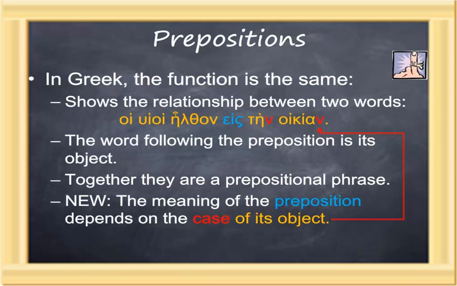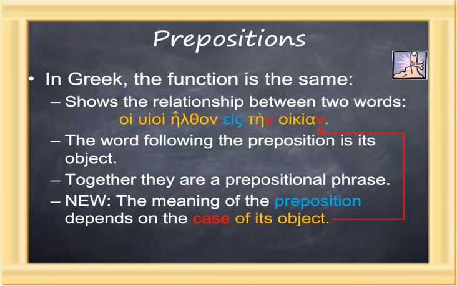Let's also recall what we just learned about prepositions, namely that they function in a way quite similar to the use of prepositions in English. In other words, the preposition shows the relationship between two words. The sons came into the house. Into, eis, shows the relationship between ten oikian, the house, and the entrance, the sons came. The word following the preposition is its object, and here we're talking about the noun, oikian. Together they form a new prepositional phrase.